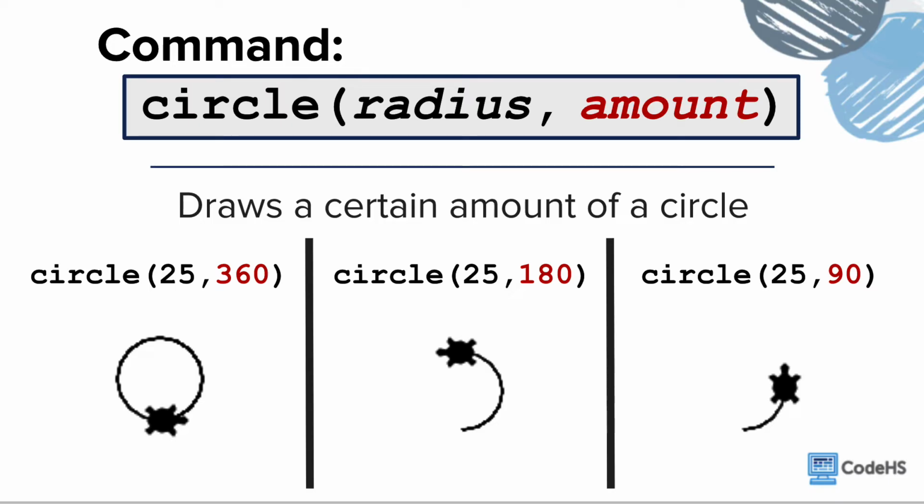After entering the number for the radius, we add a comma and then type a number for how much of the circle we want to draw. These numbers are actually degrees of the circle. Let's take a quick look at what this means.